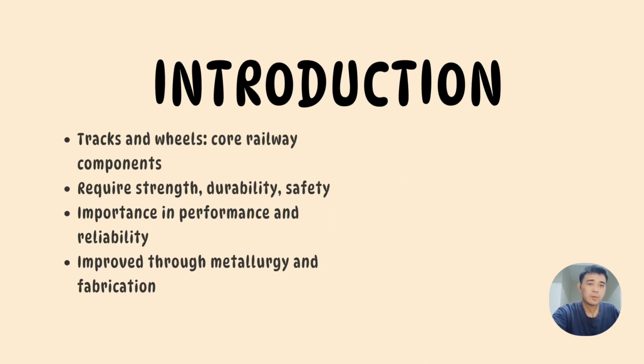The railway track and the wheels are essential components that support train operations, and their material strength and structural integrity greatly influence the reliability and safety of the railway system. Technological advancements have improved their reliability, allowing higher speed and heavier load.